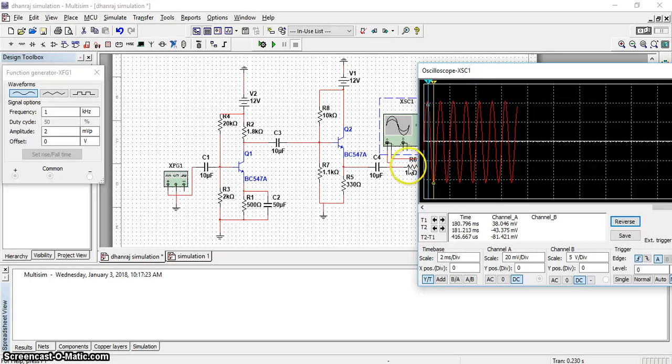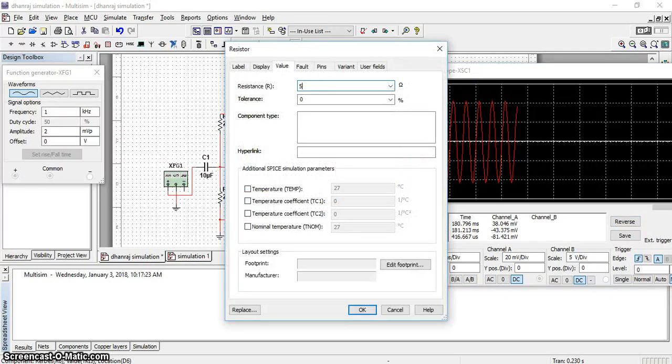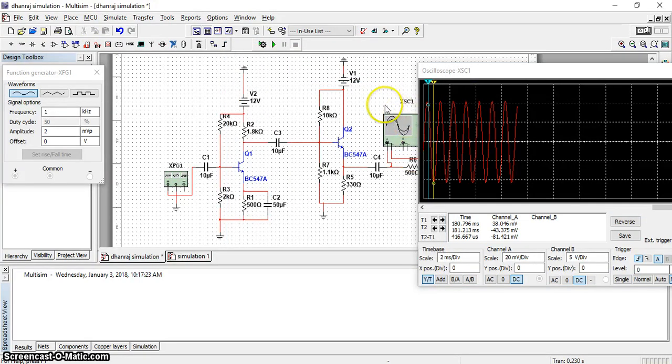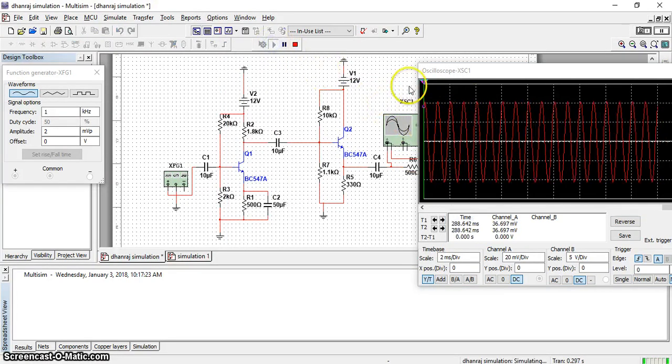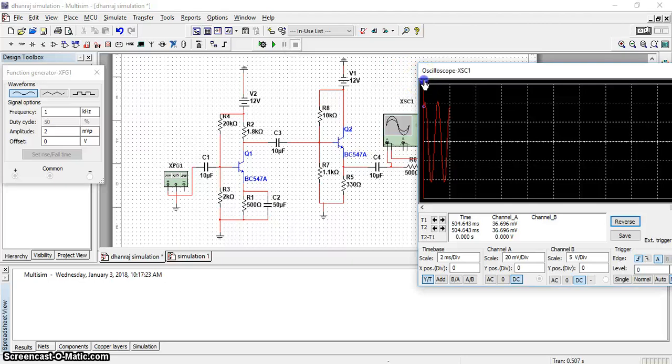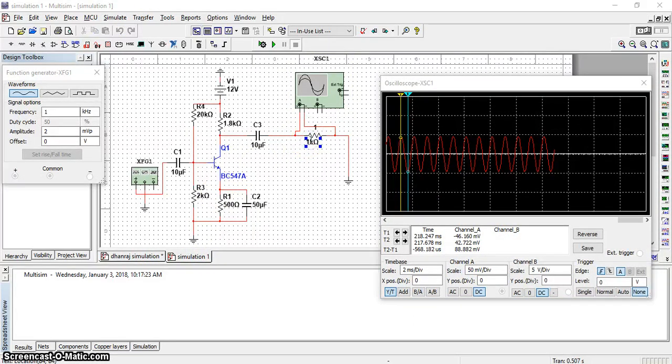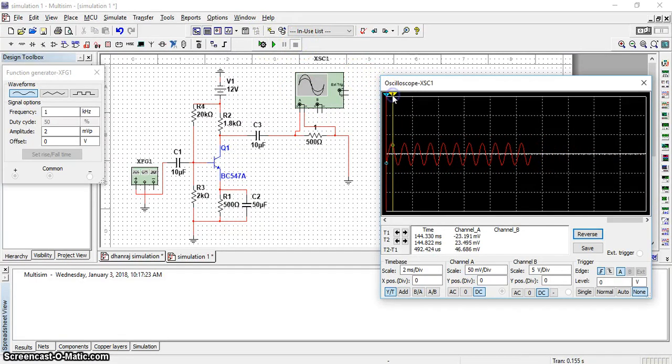In this circuit, we will change this resistance to 500 ohm. Now we will check it. We will show that this is less in comparison to the 1 kilo ohm resistance. In the amplifier circuit, we will check it. We get only 52 milliwatt peak to peak.